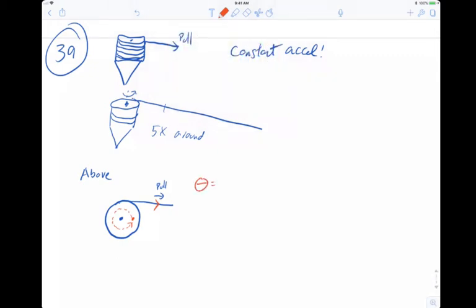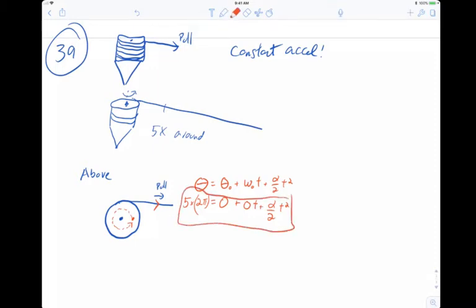So, like I said, it's a constant acceleration problem. Theta equals theta 0 plus omega 0 t plus alpha over 2 t squared. What's the initial position of the red dot? 0. What's the initial angular velocity? 0. I don't know what the acceleration is. But the question is, how long does it take to go 5 times around? So the final position after 5 times around will be there. That's the question I want to crack, but in order to do it, I need to figure out what the acceleration is.